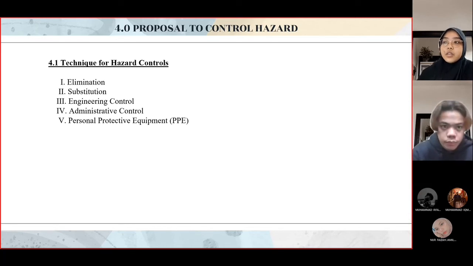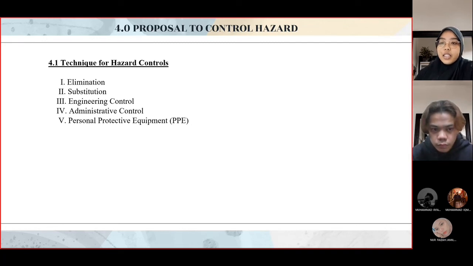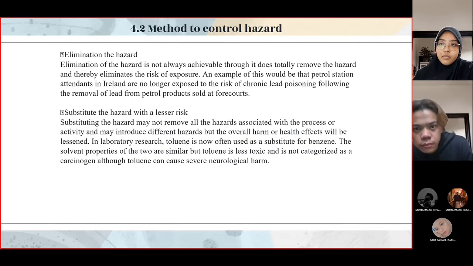4.0 Proposal to Control Hazard. 4.1 Technique for the Hazard Control. Number 1 is elimination. Number 2 is substitution. Number 3, engineering control. Number 4, administrative control. Number 5, personal protective equipment, PPE. 4.2, methods to control the hazard.